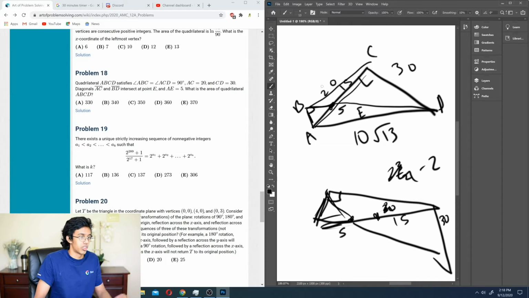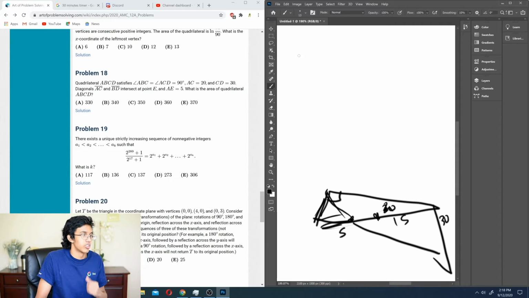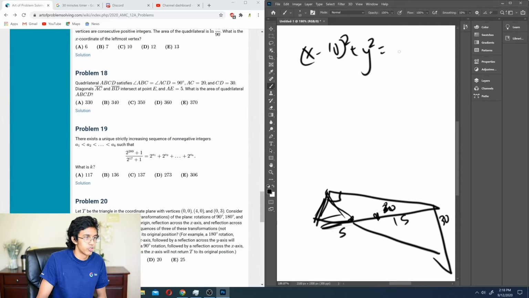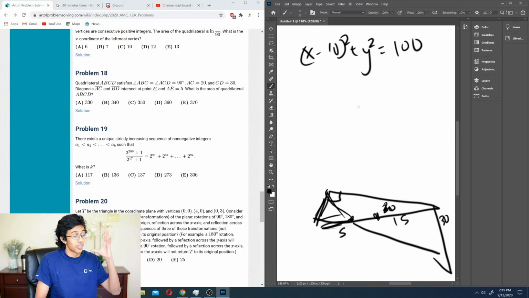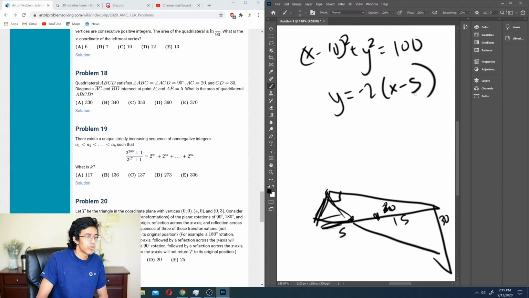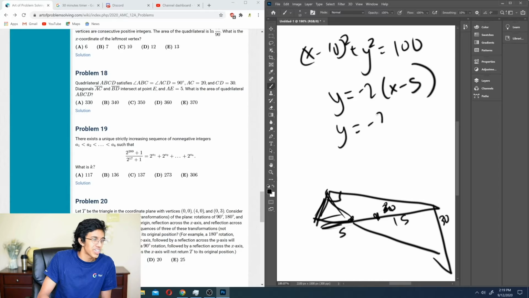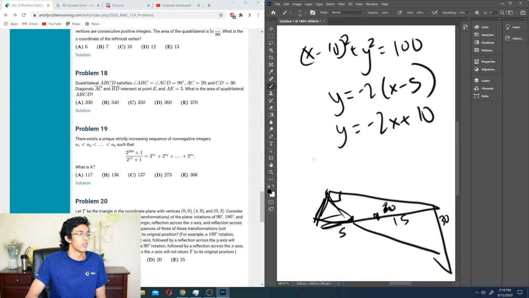Okay, so let's see. The circle is just going to be (x - 10) squared plus y squared is equal to radius squared, which is 100, and then the equation of the line is going to be y is equal to -2 times (x - 5). There we go. Okay, now we're getting into business. Now we basically got to plug in stuff and try to find a solution. So we could probably just plug in for y and we will be Gucci, yeah.